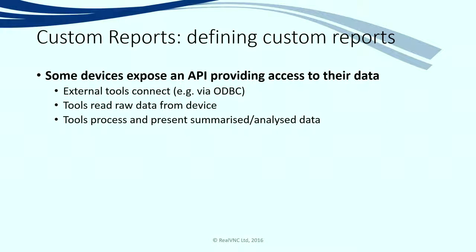Now, some devices expose an API that provides their raw data, and then the actual custom report will run on a different computer that uses the API to extract the data. So let's think about an example. We might have an Ethernet switch that doesn't run the custom report itself, but exposes the data that one might need to run a custom report, exposes that data over an API.